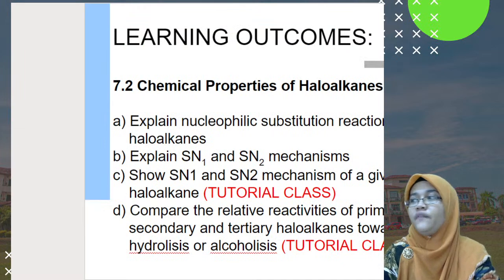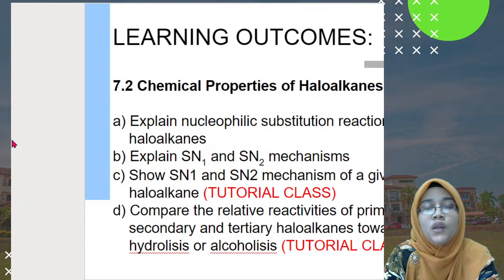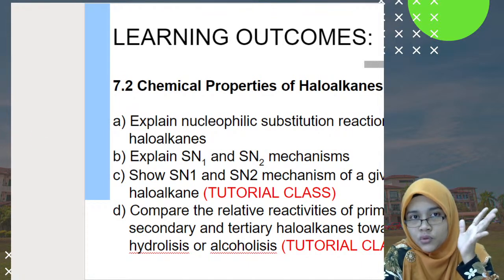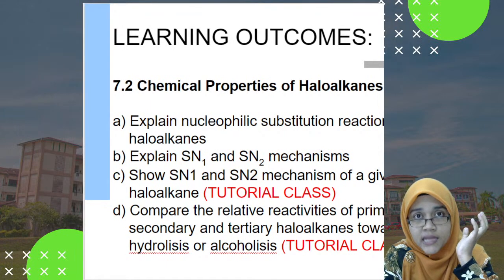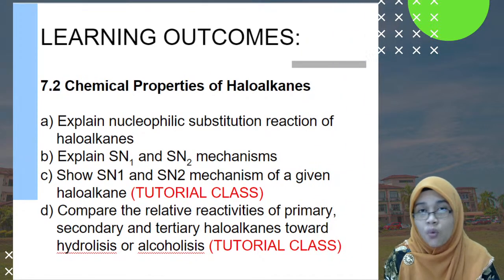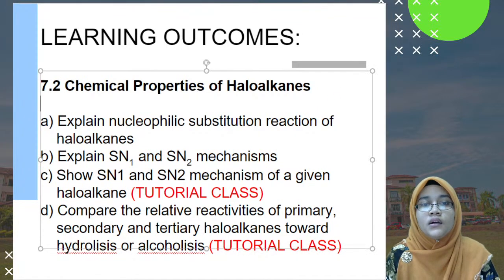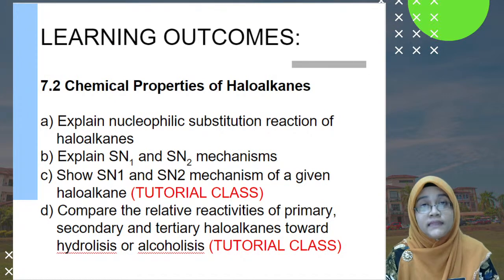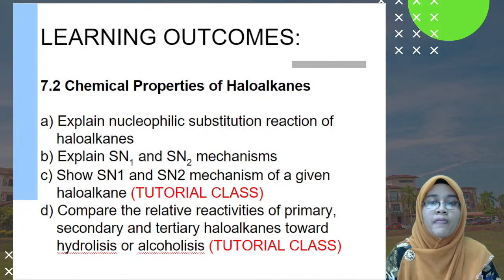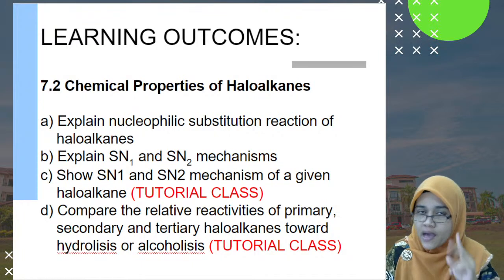Alright. So 7.2, chemical properties of haloalkane. If you don't follow this lecture very well, I suggest you look at the lecture notes in your books or in your team groups. So 7.2, chemical properties of haloalkane. I will explain to you for about 30 minutes about the 7.2 subtopic. After this 7.2, we have a short quiz.